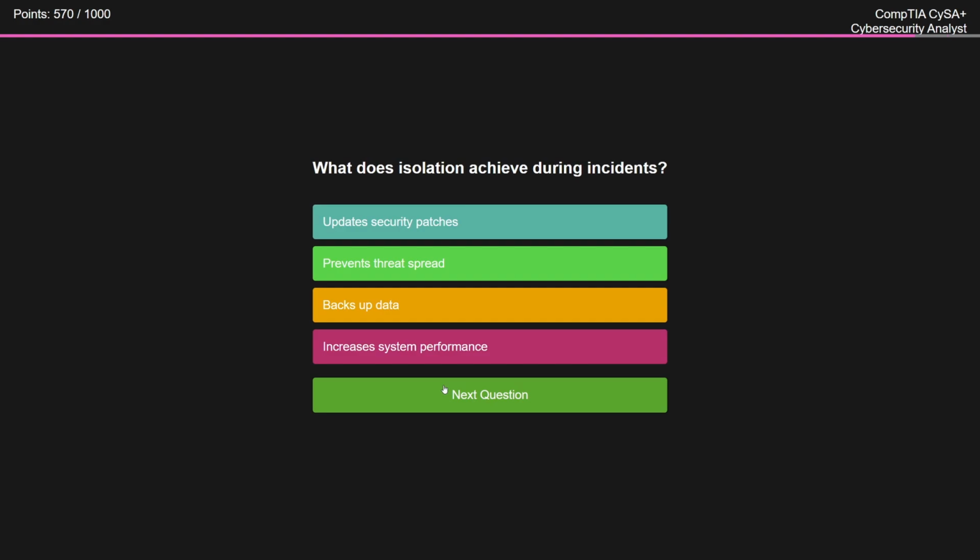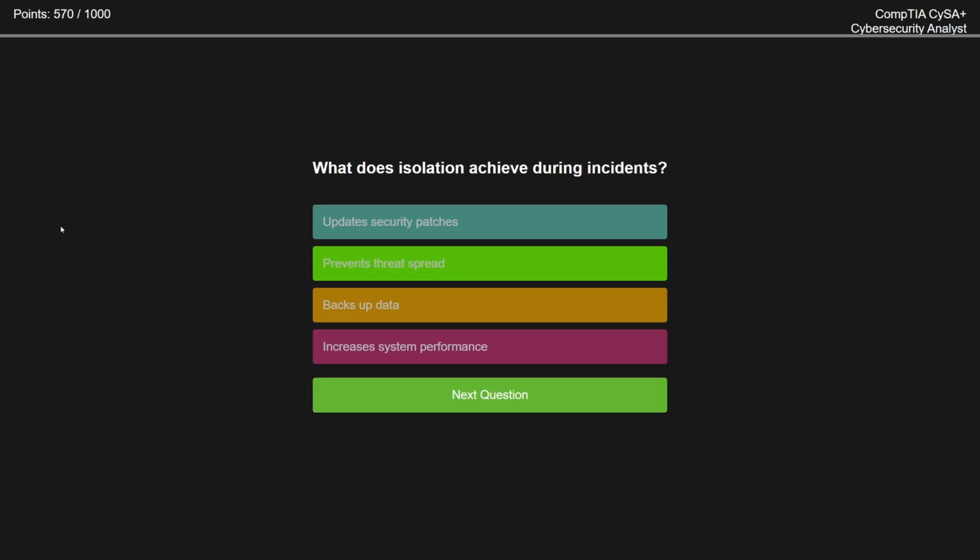What does isolation achieve during incidents? Update security patches? Does it prevent threat spread? Backs up data? Increases system performance? For me, isolation during incidents prevents threat spread.